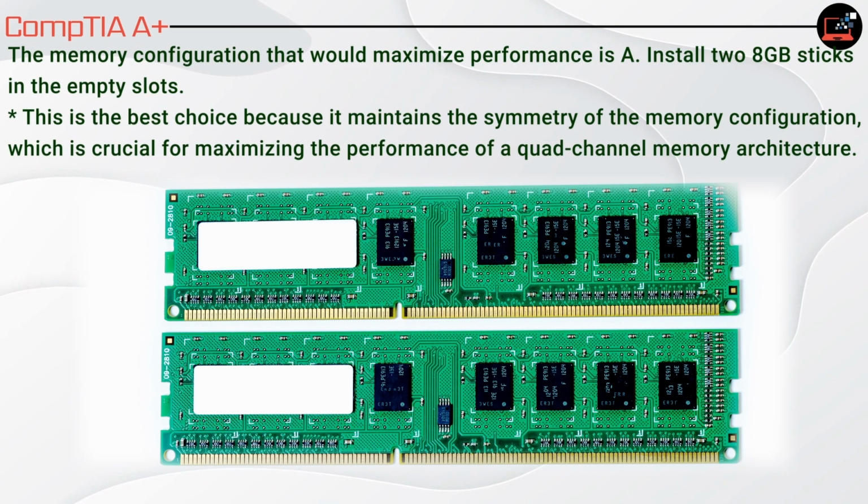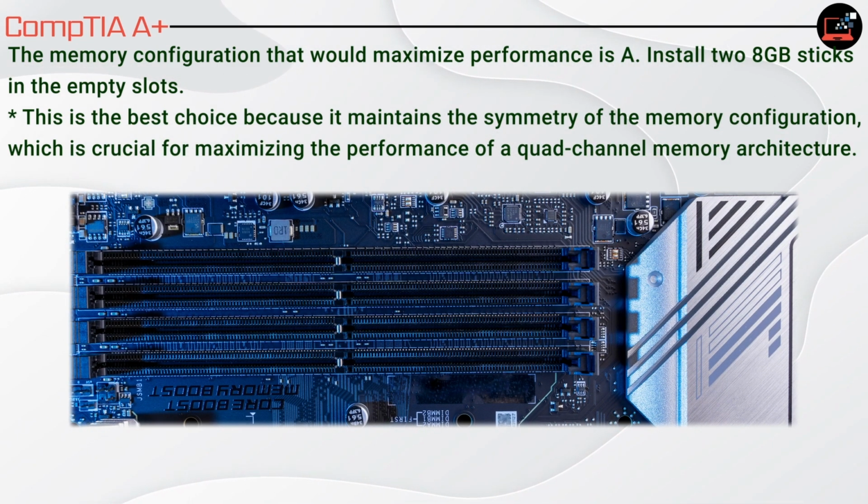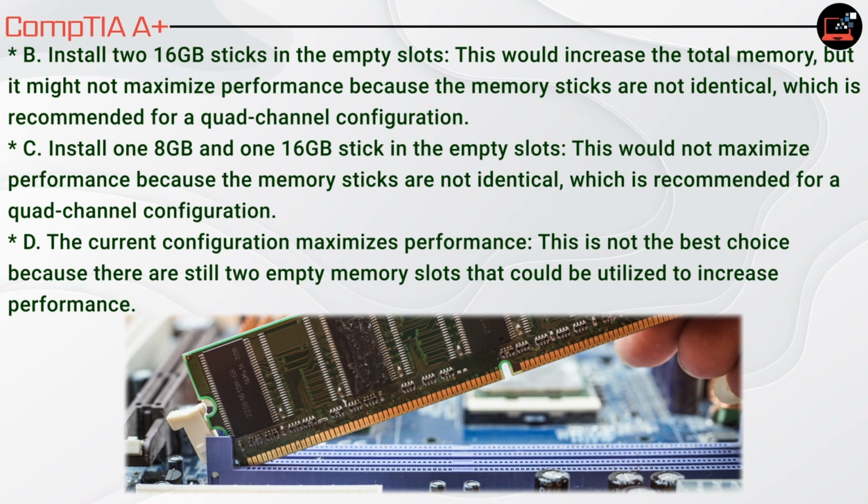The memory configuration that would maximize performance is A. Install 2 8 GB sticks in the empty slots. This is the best choice because it maintains the symmetry of the memory configuration, which is crucial for maximizing the performance of a quad-channel memory architecture. B. Install 2 16 GB sticks in the empty slots. This would increase the total memory, but it might not maximize performance because the memory sticks are not identical, which is recommended for a quad-channel configuration.